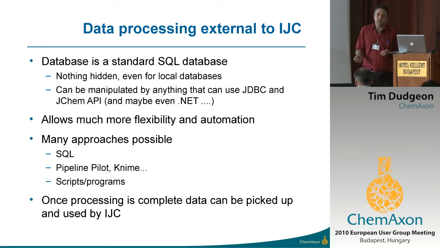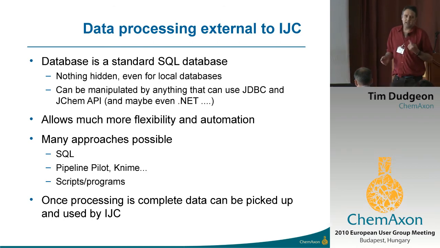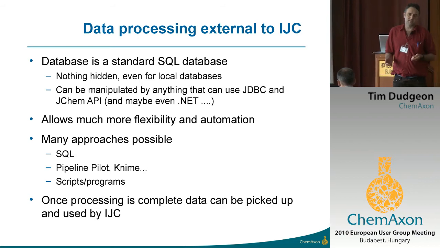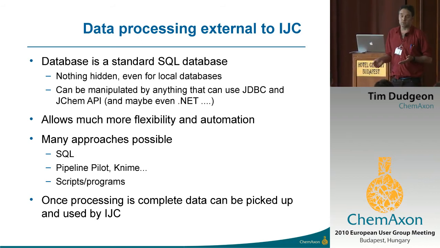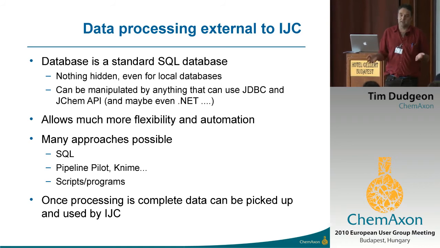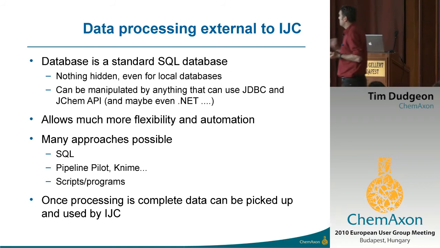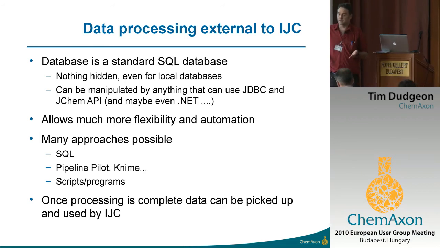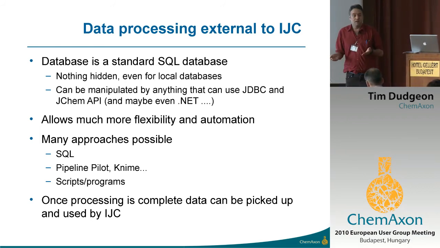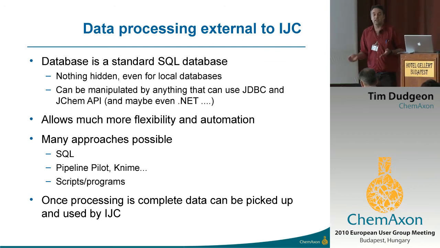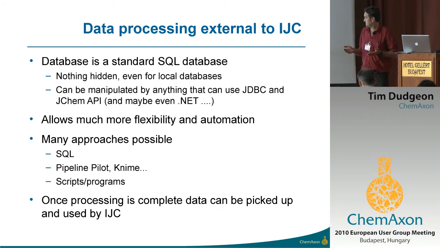And what lets us do that is the fact that IJC uses a standard SQL database. And that applies even if you're using a local database. The local database is a Derby database. It's a fully compliant SQL database. There's nothing special about it. There's nothing magical. There's nothing hidden. So you can access that database just like you can any other database. And so you can load data in using SQL, using the JChem APIs, using whatever mechanism you want. And this allows you much more flexibility in how you can try to get that data in, and it allows things like automation.